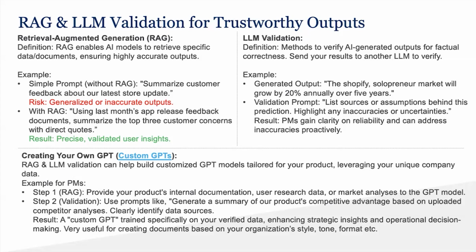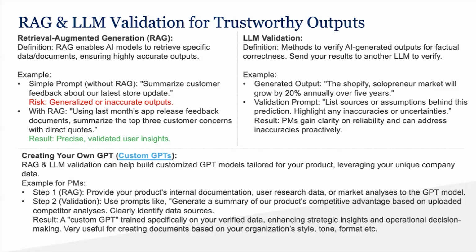So a couple of examples for you, right? So one, you can provide your product's internal documentation, user research data, or market analysis to the new GPT model. And then number two, you can validate that, right? You can use prompts like generate a summary of your product's competitive advantage based on your uploaded competitor analysis. And then also clearly identify the data sources, because you want to tie that back from a lineage perspective to say, hey, where did this data come from? And point to that exact data source, because you want to make sure that the LLM is not making up stuff based on the large corpus of data that it's already been trained on.